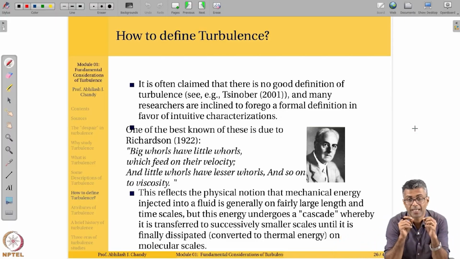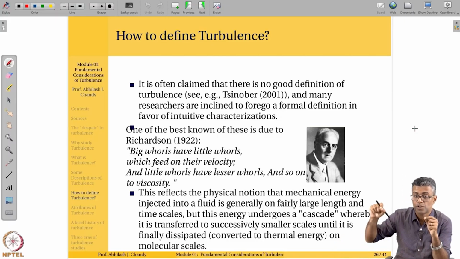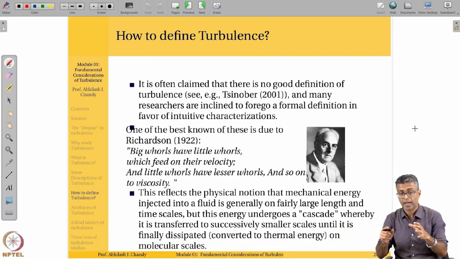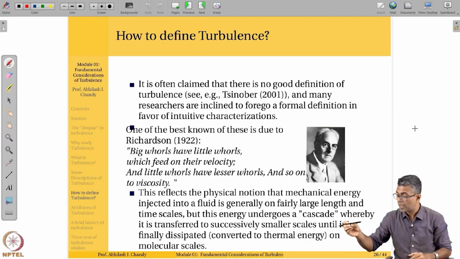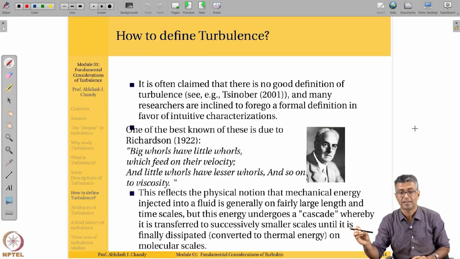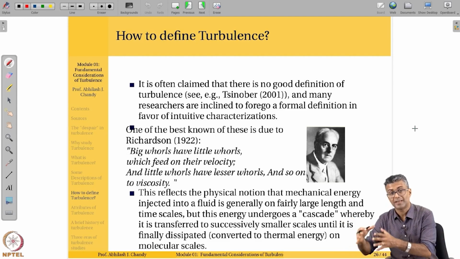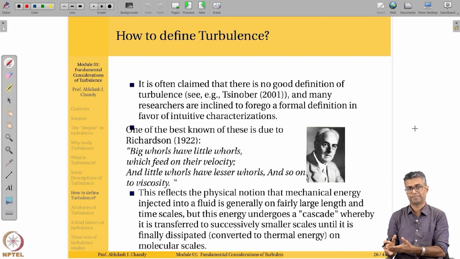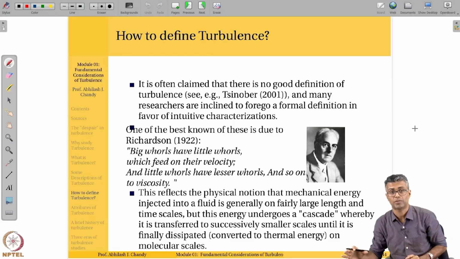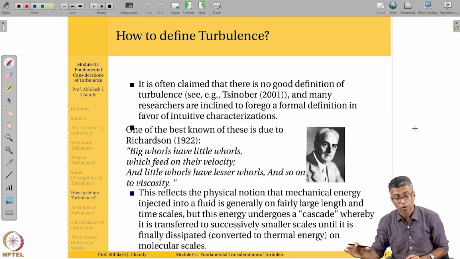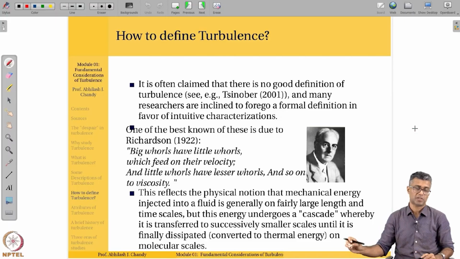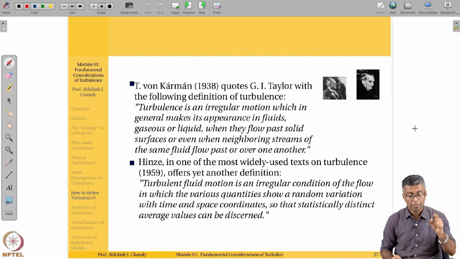Now, keep in mind when we talk about the smaller scales, I want to take you back to the previous class where I talked about the smaller scales. The smaller scales are still small enough that the continuum hypothesis is still valid. We are not talking about molecular scales. We are talking about small scales where the continuum hypothesis is still valid. So that is something to keep in mind.